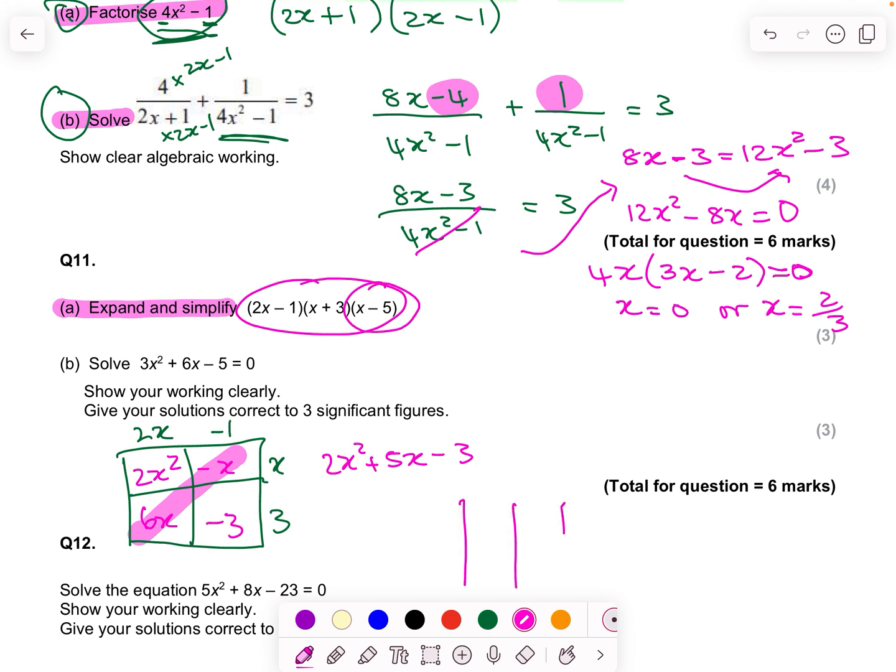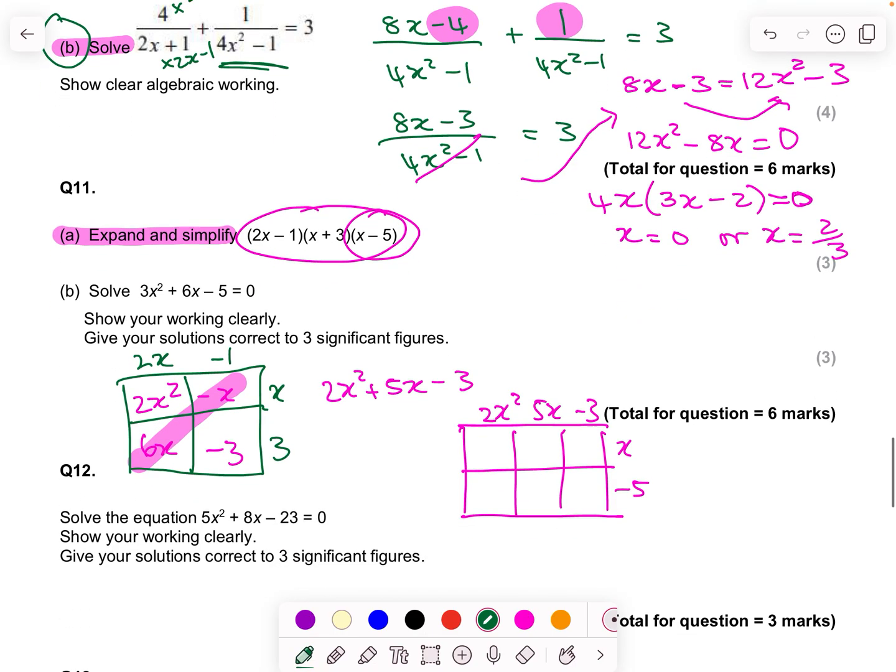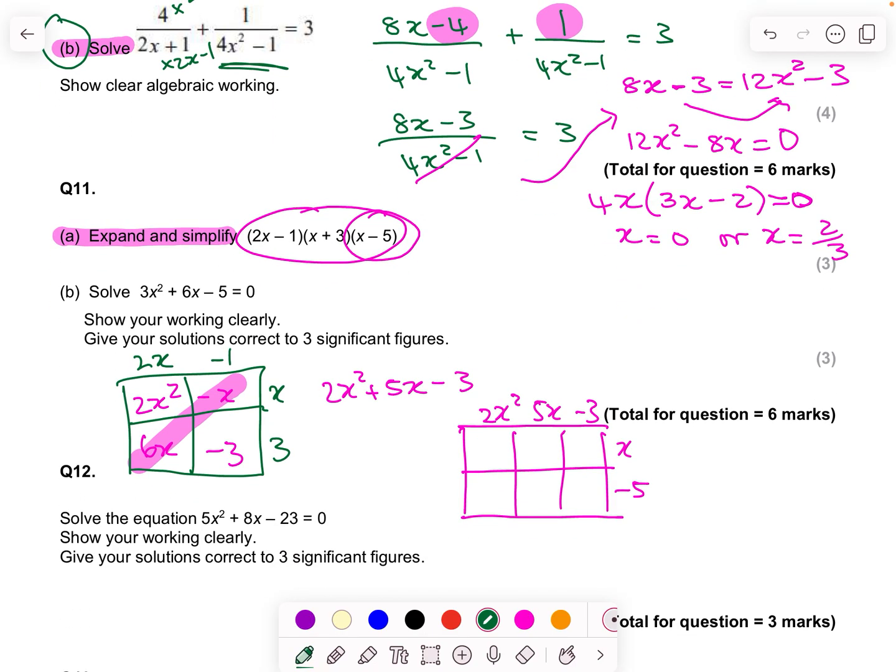So let me get my grid ready. I'm going to do 2x squared plus 5x minus 3 multiplied by x minus 5. Let's fill that in. So 2x cubed, 5x squared, minus 3x, minus 10x squared, minus 25x, positive 15 because they're both negative.